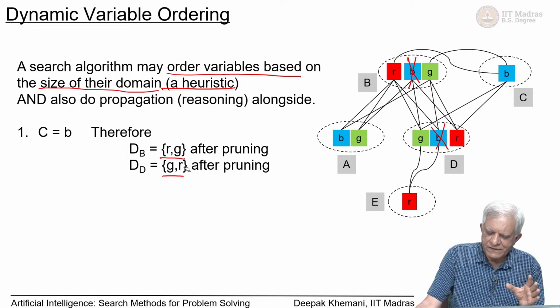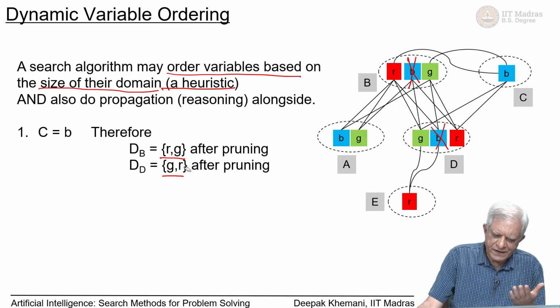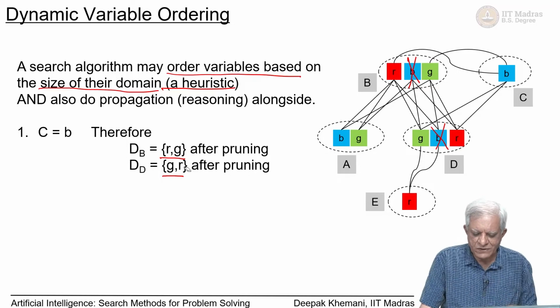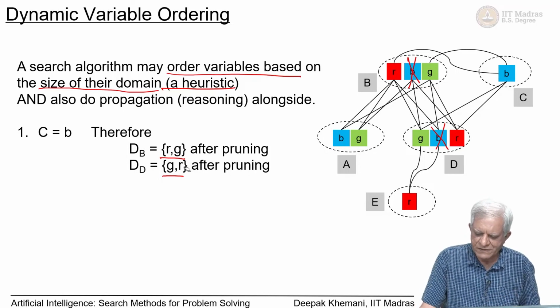So, two things we have done. First, we chose C because it has a small domain, and in this case the size is 1 only, and so we have to assign that value to C. Any solution must have C as colored blue. So, we have done that, and then we did propagation, that because C is blue, B cannot be blue and D cannot be blue. So, we prune the domains of B and D essentially, and the pruned domains are shown here, that both have got red and green, which are allowed.